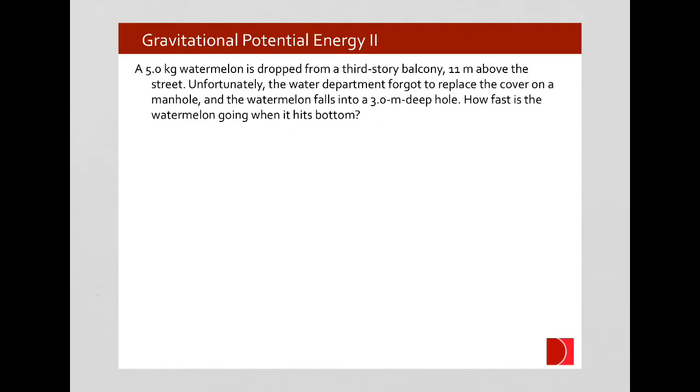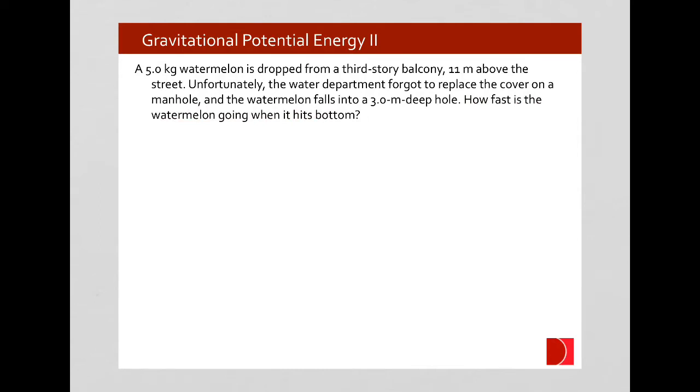In this problem, we're looking at a 5-kilogram watermelon that's dropped from a third-story balcony 11 meters above the street. However, the water department forgot to replace the cover of a manhole, and so the watermelon actually falls into a 3-meter deep hole underneath the street. How fast is the watermelon going when it hits bottom?